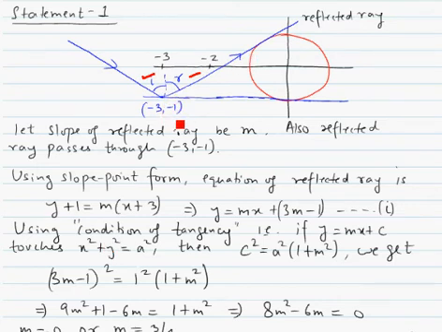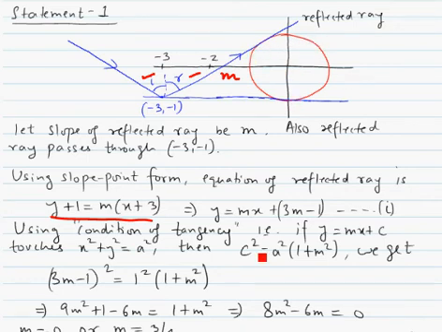Now the reflected ray is passing through this point where the incident ray strikes this mirror. Let's assume the slope is m. So the equation of the reflected ray can be written using slope-point form like this: y minus y1 equals m into x minus x1. This is the equation of the reflected ray. Now we need to find m, and to find m we apply the condition of tangency, because it is given in the question that the reflected ray touches this circle.